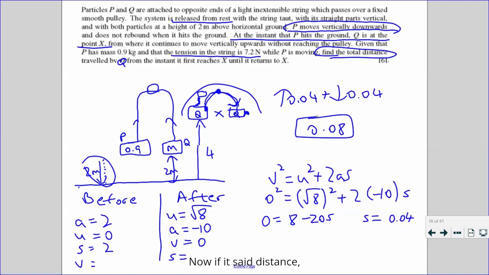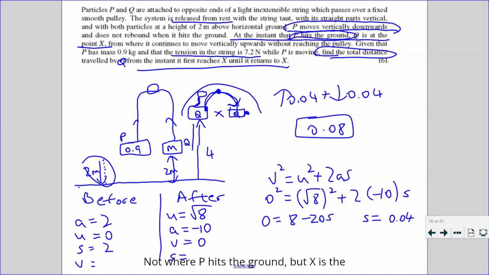Now, if it said total distance traveled from release, okay, then you are adding the extra 2 meters that it went up, 2.08. Okay, but in this question, it says from the instant it reaches X until it returns to X, and X is the point at the instant where P hits the ground, right? So X is over here, right? So your total distance back up to down would be 0.08 meters.